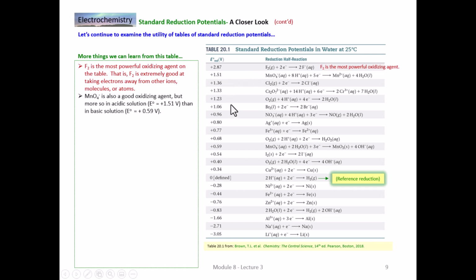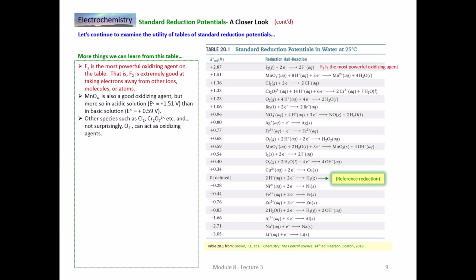Now, as you go further down on the table, as long as the reduction potentials are positive, these other ions and molecules are also good oxidizing agents, but they become less so as you go down the table. So for example, permanganate is a very good oxidizing agent, although interestingly, it's a better oxidizing agent in acidic solution. You'll notice the reduction of permanganate at plus 1.51 volts occurs in acidic solution. There's hydrogen ions here. There's also a reduction of permanganate in basic solution. Notice the hydroxides here. That's still favorable by plus 0.59 volts, but not as favorable as in acidic solution. So we'd say permanganate ion is a better oxidizing agent in acidic solution.